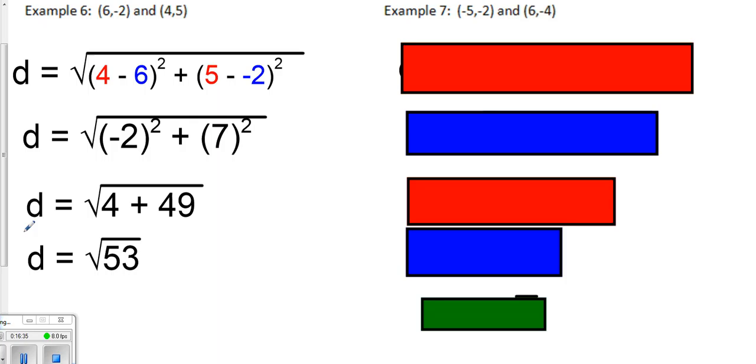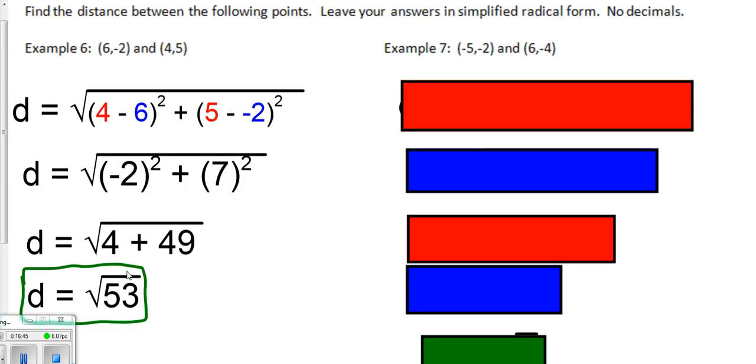Now, if we can simplify this, we should, but in this case, we cannot simplify the square root of 53. So we don't round it, we don't put any decimals, we just leave it as the square root of 53, because it says leave your answers in simplified radical form.